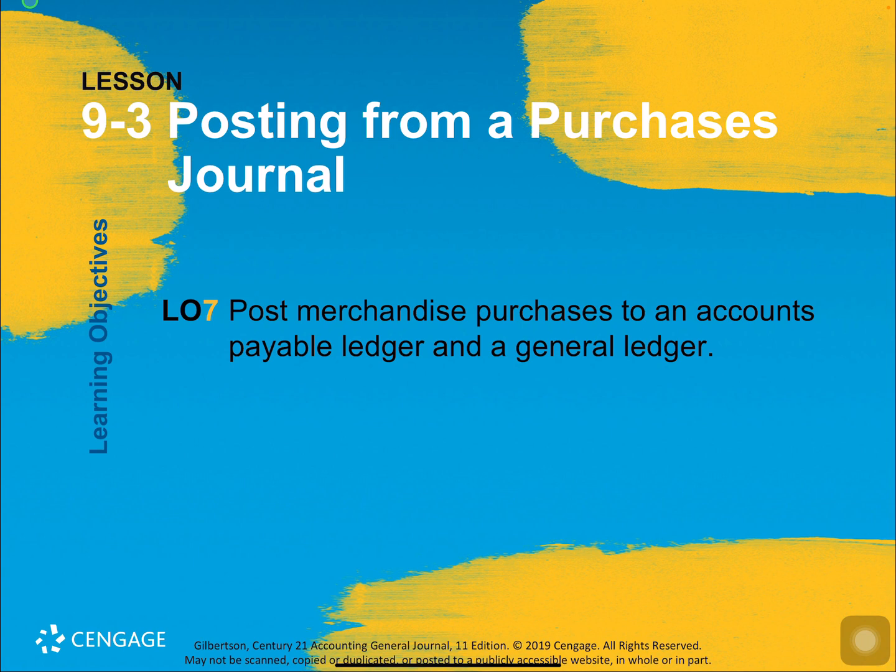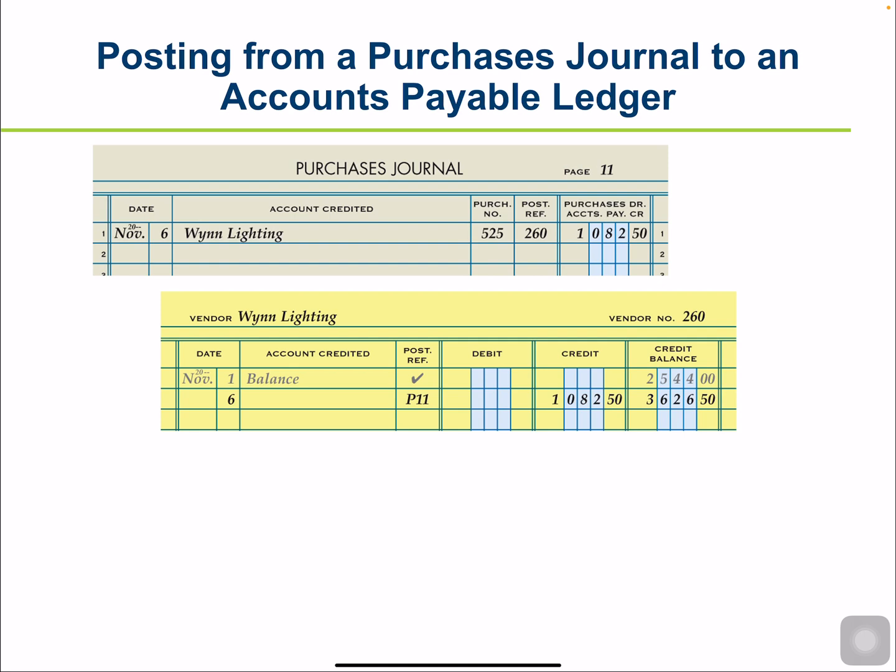Section 3 deals with posting from the purchases journal. Once we've recorded everything in our journal, eventually we have to transfer it to the accounts in your ledger. Each entry in the purchases journal affects the account of the vendor named in the account credited column. The amount on each line of the purchases journal is posted as a credit to the vendor account in the accounts payable ledger.